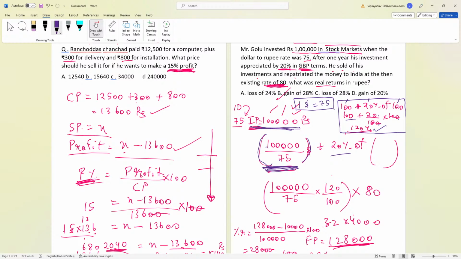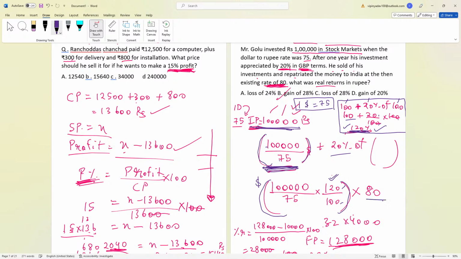If it is coming out to be 120% directly, you can write 120 upon 100. Those who have not attended the percentage session, in that I have told you in detail how percentage to fraction and fraction to percentage can be converted. So if we want to convert this percentage into a fraction, it will be 120 by 100. So 1 lakh by 75, into 120 by 100. That is the amount of final dollars we are getting.